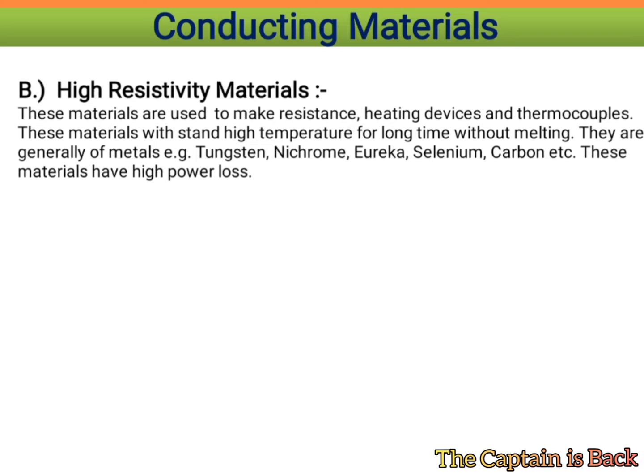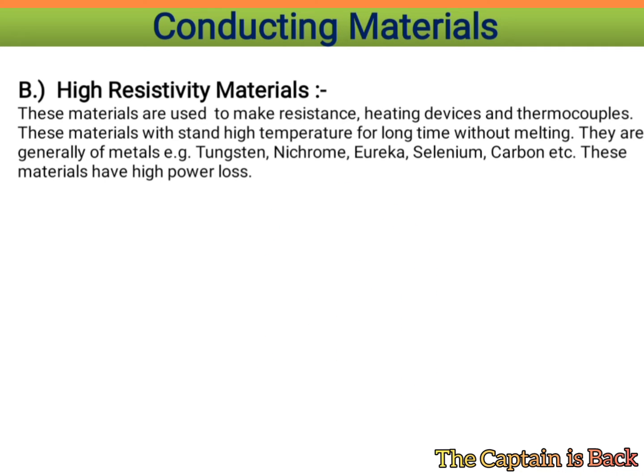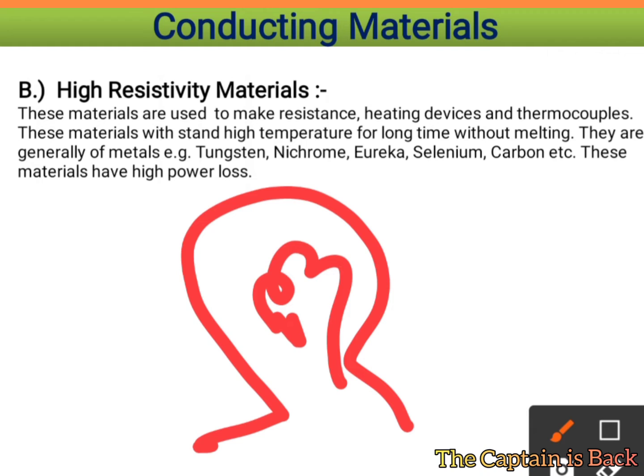These materials have high power losses. These materials are used in bulbs and all that. Why? If you want to use it in a bulb, for example, if we take a bulb, this is the filament. Now this filament should not burn out. If you see this bulb, the filament is made of tungsten.